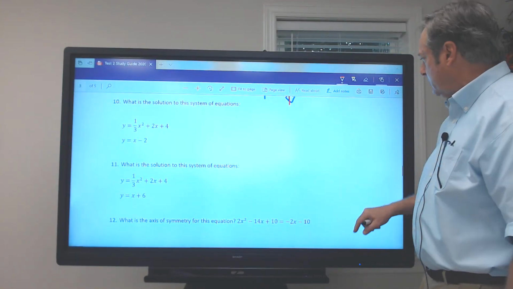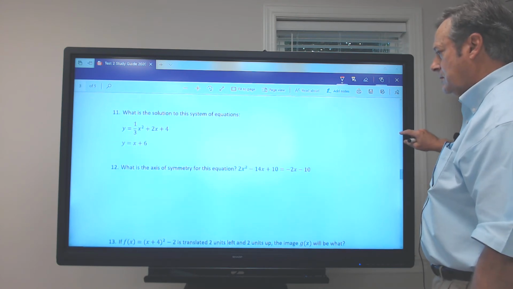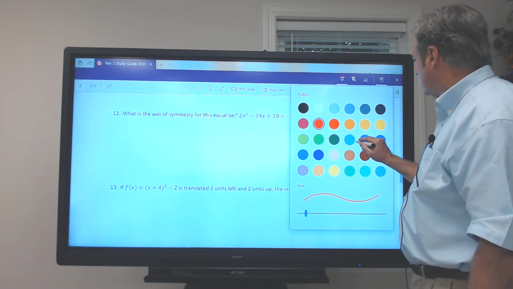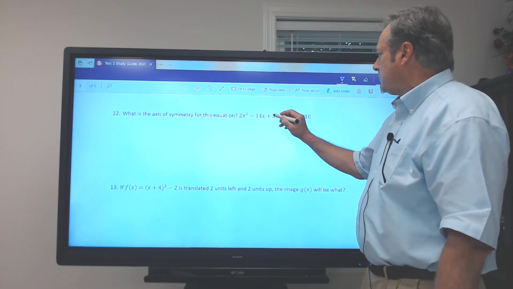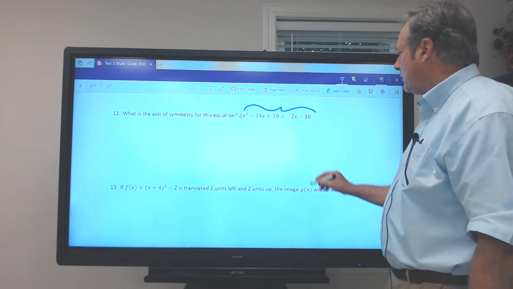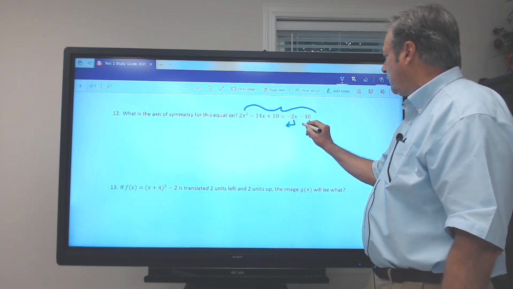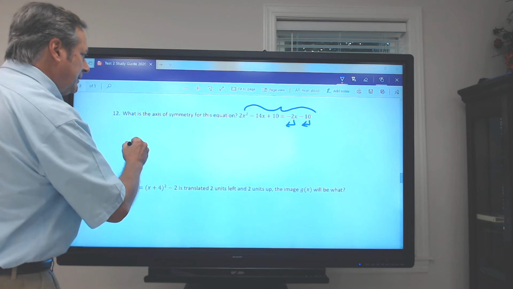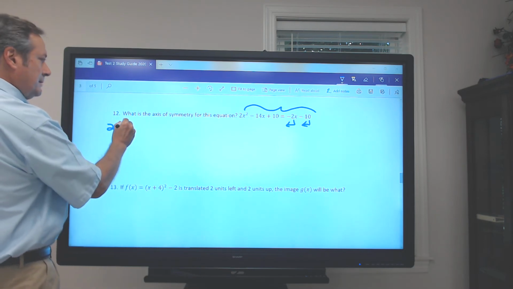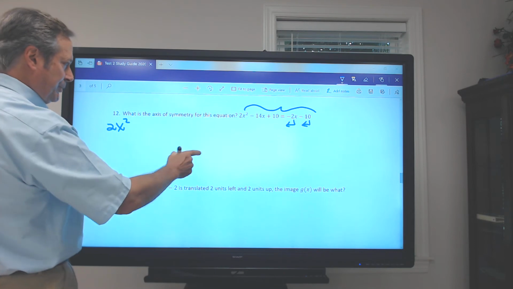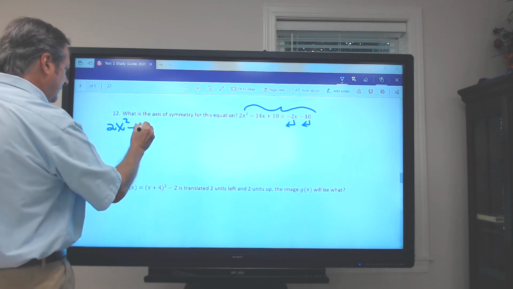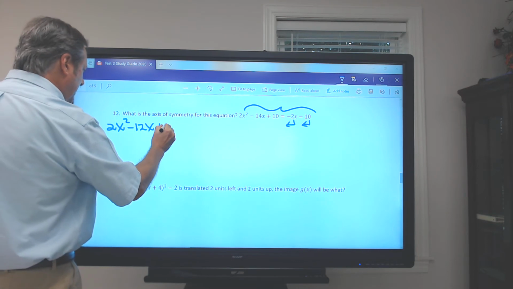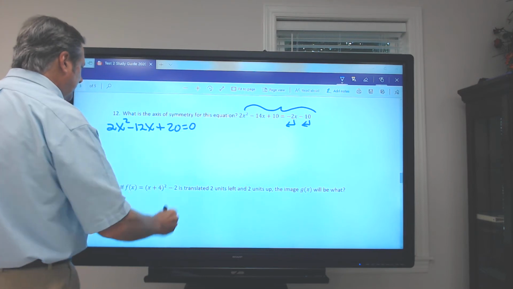And the same for number 11. All right, number 12, what's the axis of symmetry for this equation? Now, notice this thing is not in a standard form. So I need to add 2x to both sides. I need to add 10 to both sides. So when I do that, I've got 2x squared. Negative 14x plus 2x is going to be negative 12x. And then positive 10 adding another 10 will be 20, and it equals 0.